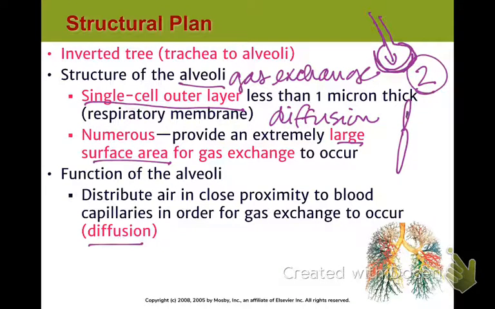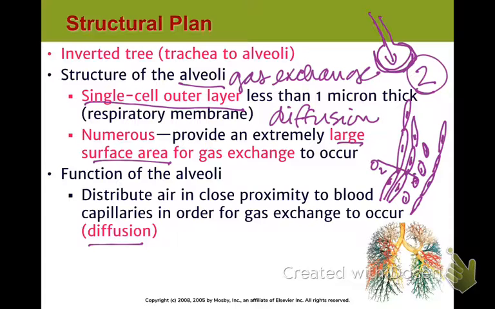So you have a simple squamous epithelium. And then you have the second cell of the bloodstream. So imagine here, you've got your red blood cells that are going to pick up the oxygen, right? And you have the O2, and it has to diffuse into the bloodstream. And we're going to get in a lot more detail about that.